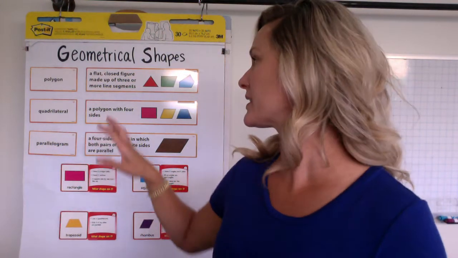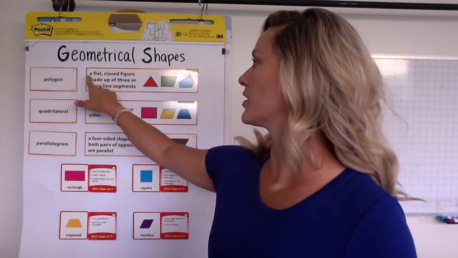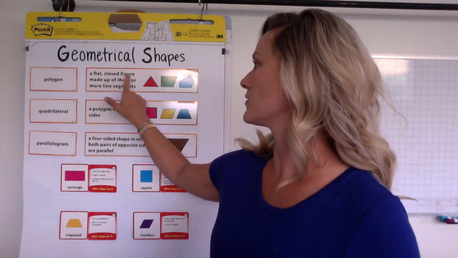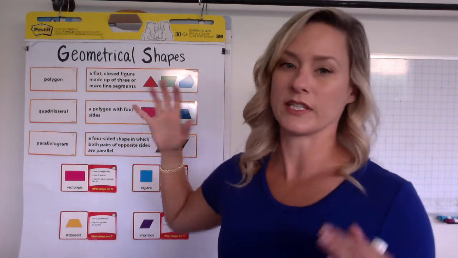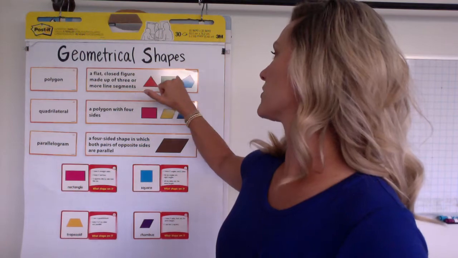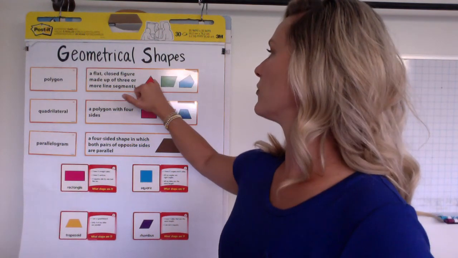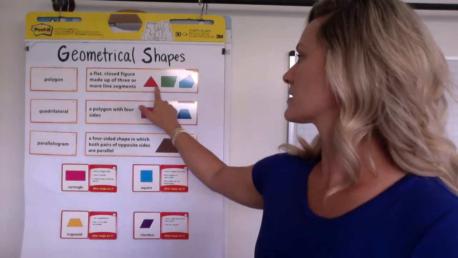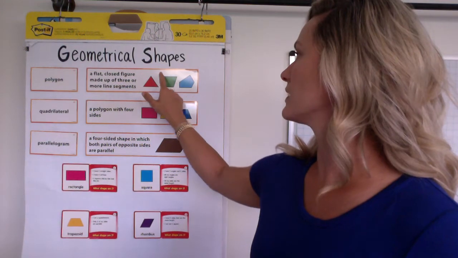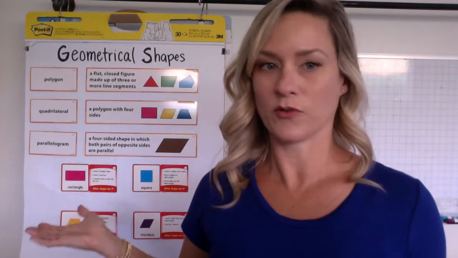So I have a little poster here with some geometrical shapes. We have polygons, and this is just a quick review that we know a polygon is a flat closed figure made up of 3 or more line segments. Okay, so it's closed, so the lines are connected. There's 1, 2, 3, 4, so at least 3 or more line segments. This one has 3 line segments. This one has 4 line segments. This one has 1, 2, 3, 4, 5. All right, so we're checking that out.